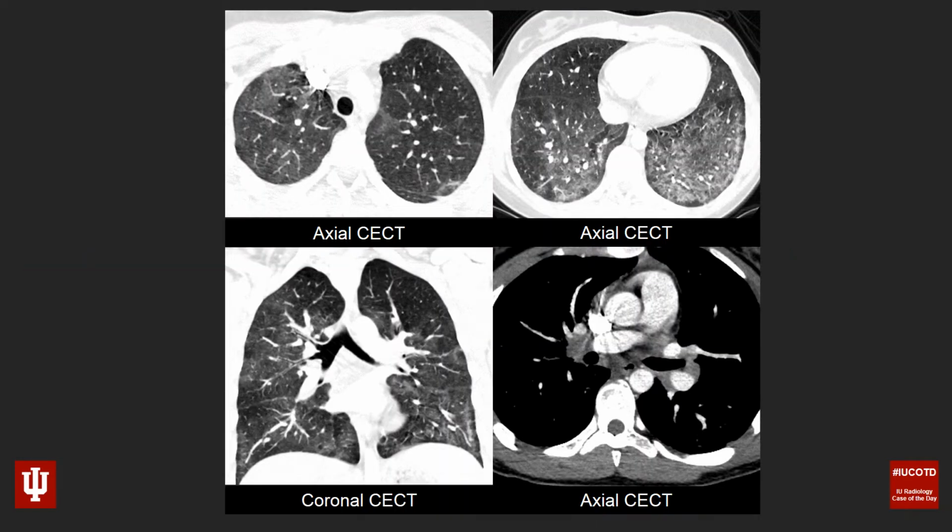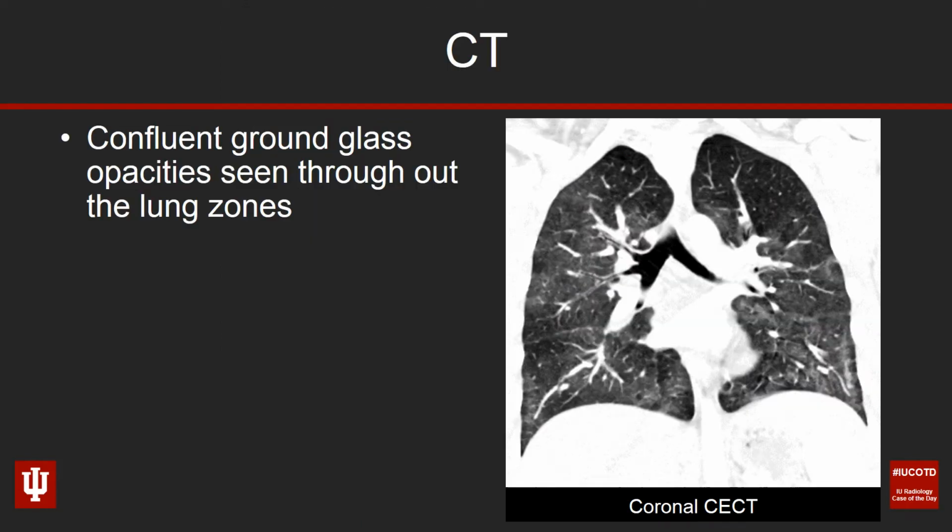So we have 4 images here. I'll give you a couple seconds to take a look and gather your thoughts. In our first image, we have a coronal plane CT on lung window. And here we can appreciate that there is extensive bilateral ground glass opacity involving all the lung zones.